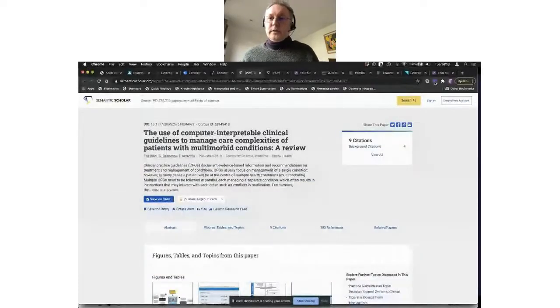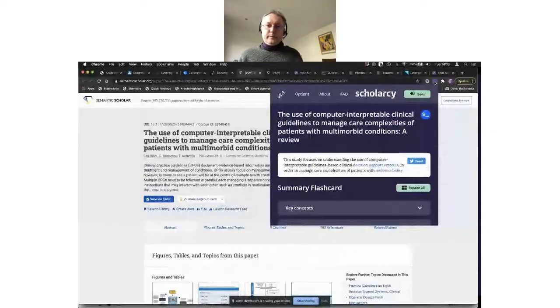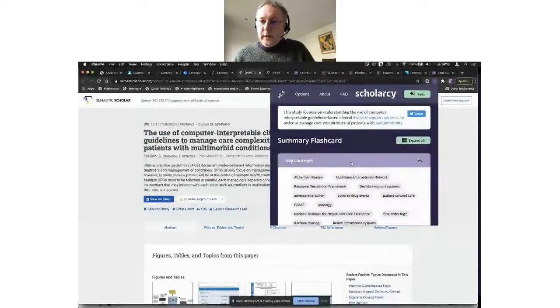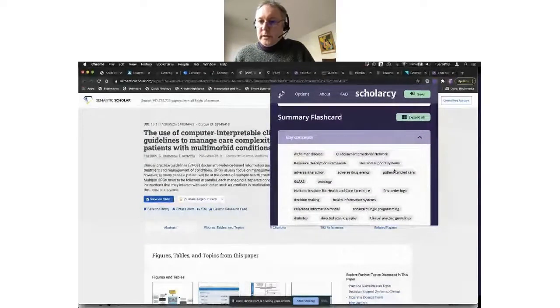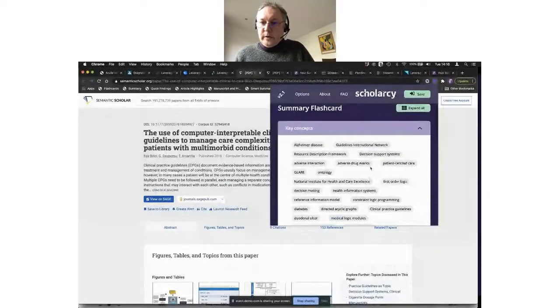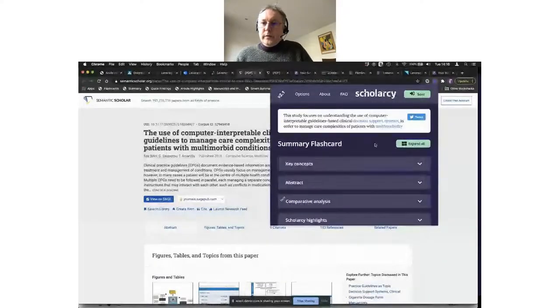And again, I'm going to use the Scholarcy Chrome extension to analyze this paper, and here it is here. So it's given us some more keywords that we can add: decision support systems. We've got clinical guidelines, we've got patient-centered care, we've got things like adverse drug reactions and so on. So this is looking at a new angle on clinical guidelines, because normally a clinical guideline is just looking at a single patient and a single condition. But this is looking at this thing called multimorbidity, where a patient may have more than one thing wrong with them. They may have heart failure and diabetes or some other condition.